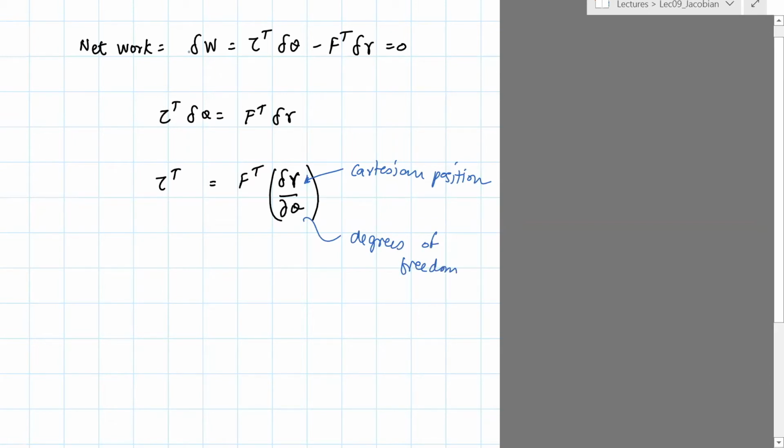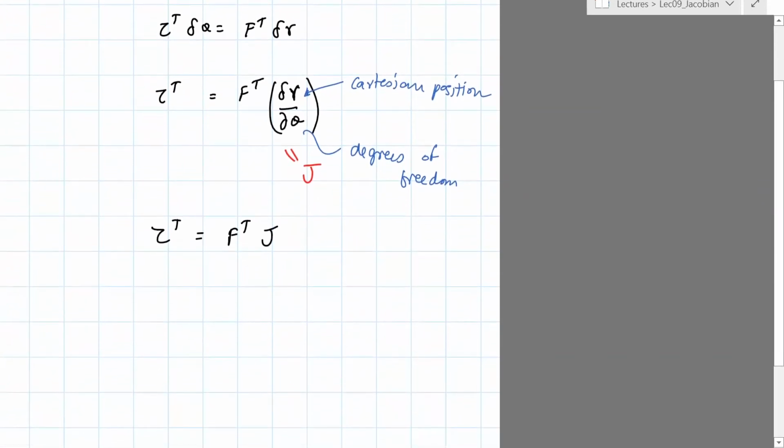We know that the rate of change of the Cartesian position of any point with respect to the degrees of freedom is nothing but the Jacobian. And so we can write this as equal to the Jacobian. So we have tau transpose equals f transpose J. People normally don't write it that way because we have a transpose on f. So just to make it more convenient, we take the transpose of both sides of the expression.